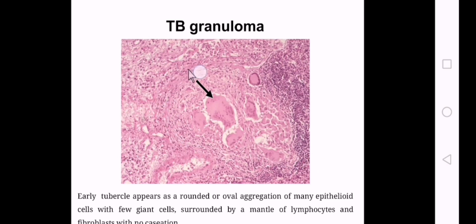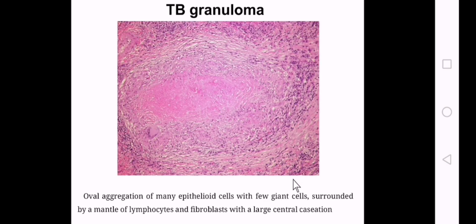Again, this is a TB granuloma, a well-formed granuloma, aggregates of epithelioid cells, a few giant cells surrounded by fibrous tissue and a mantle of lymphocytes. Again, this is an early TB granuloma. With time, the same picture will transform into this picture, which is caseous necrosis. This is the caseous necrosis.